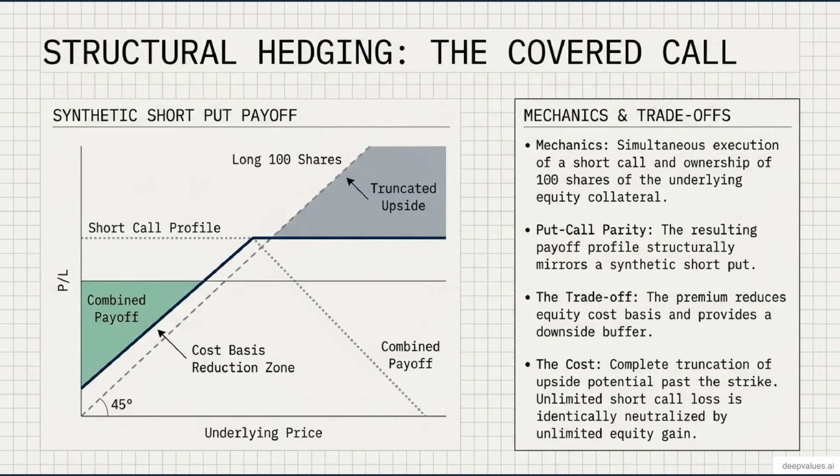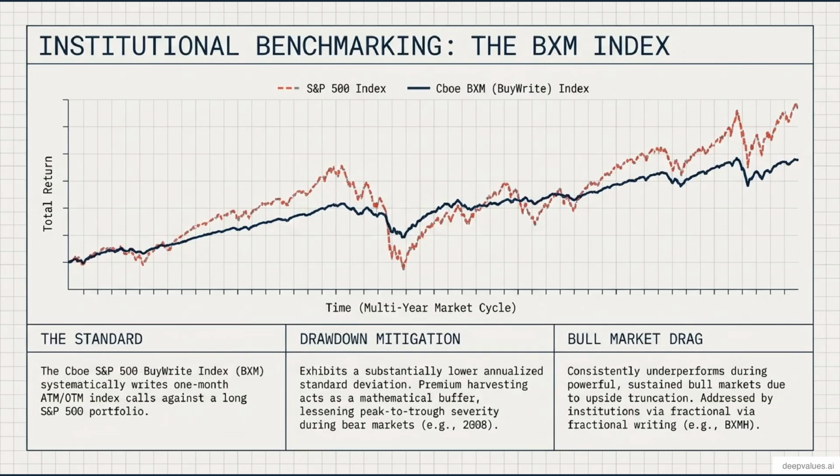So if pin risk and margin calls are so devastating for regular traders, how are massive institutions managing to do this on a daily basis without blowing up the financial system? Let's talk about the market leviathans. Well, a prime example of institutional overwriting is the BXM index. Launched by CBOE in 2002, it simulates holding the S&P 500 and continuously selling one-month at-the-money calls against it. It's a massive, systematic covered call strategy.